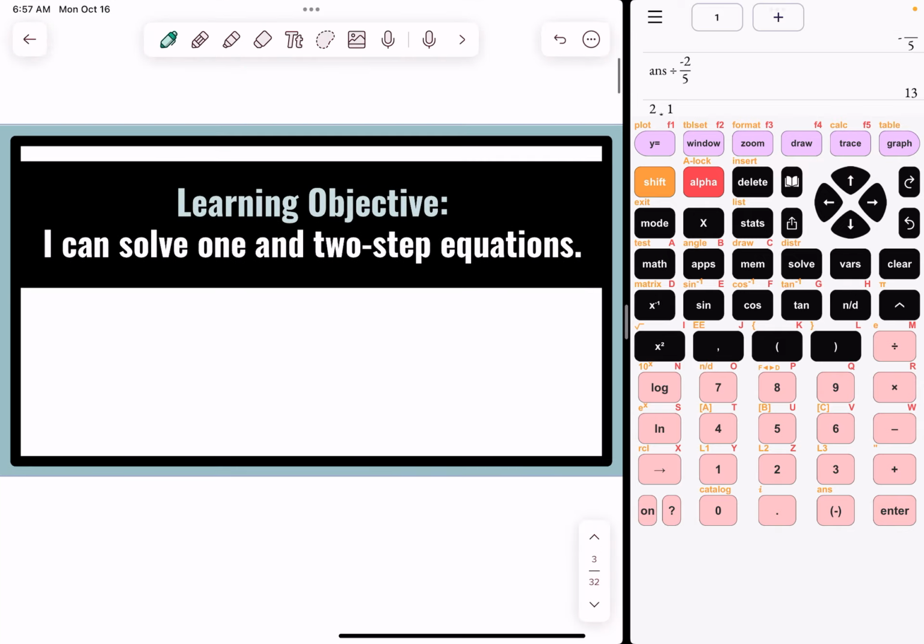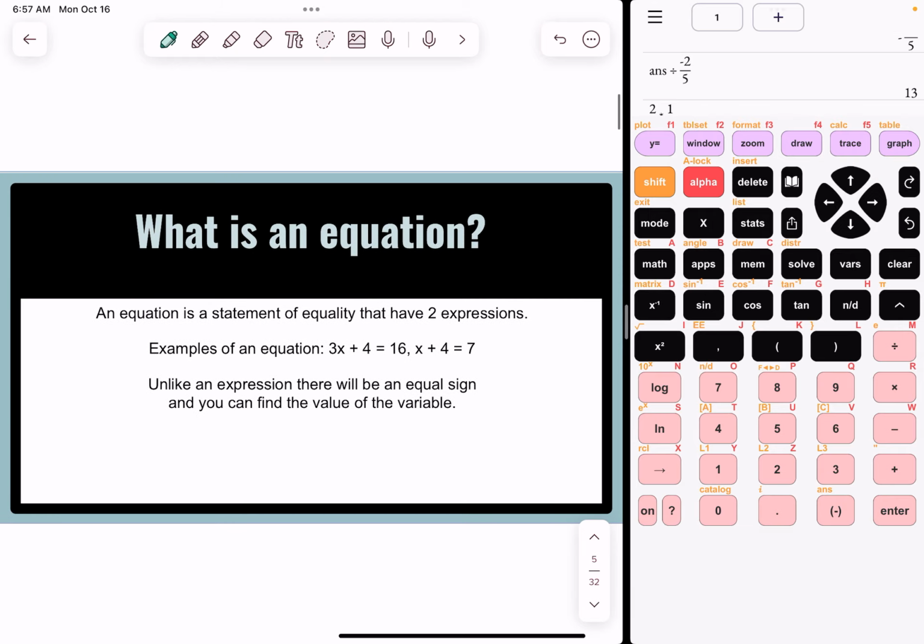So like I said, today we are going to learn how to solve one- and two-step equations. What is an equation? An equation is a statement of equality that has two expressions. So basically you have two different expressions that have some type of numbers, letters, or a combination of both, and they're equal to each other. Because we have the equal sign, we are able to solve and do some work to find what the variable equals.